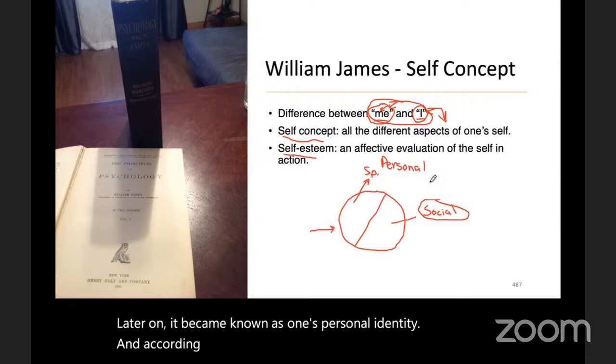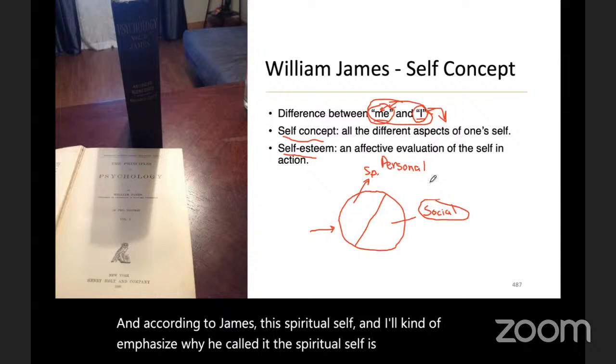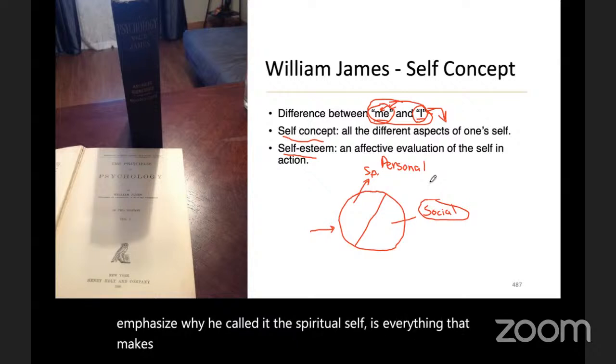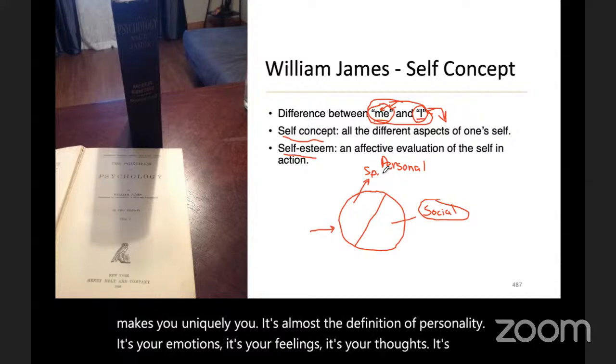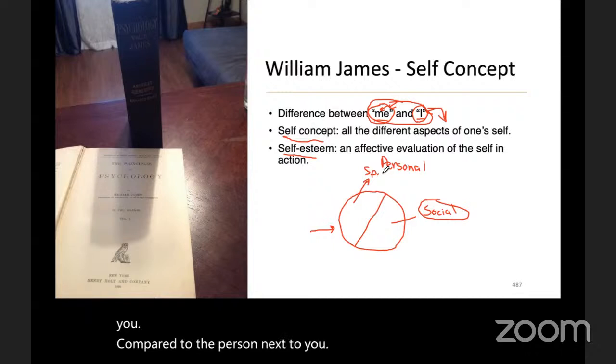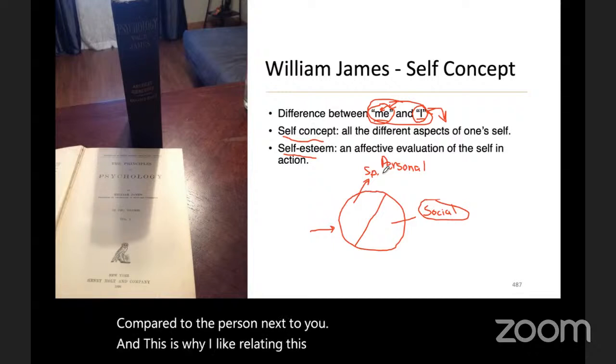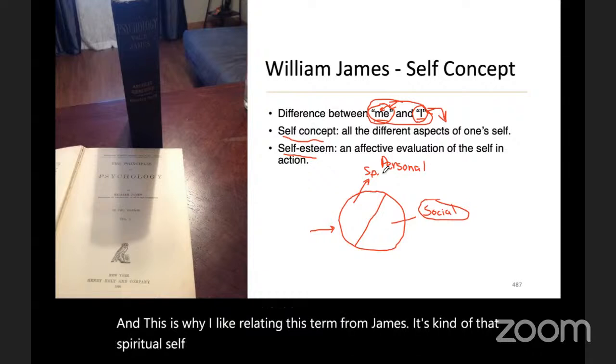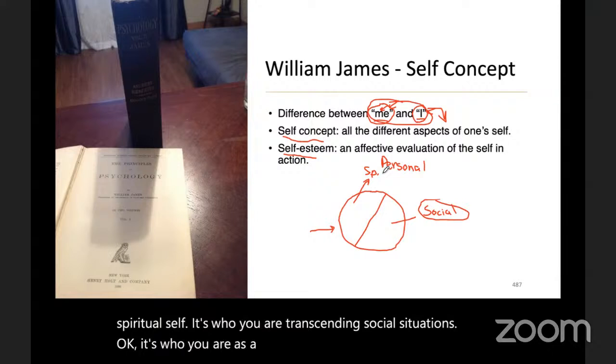And according to James, the spiritual self, and I'll emphasize why he called it the spiritual self, is everything that makes you uniquely you. It's almost the definition of personality. It's your emotions, it's your feelings, it's your thoughts, it's if you're social or non-social. It's all of those factors that make you uniquely you compared to the person next to you. And this is why I like relating this term from James. It's kind of that spiritual self. It's who you are transcending social situations. Okay. It's who you are as a being, in essence.